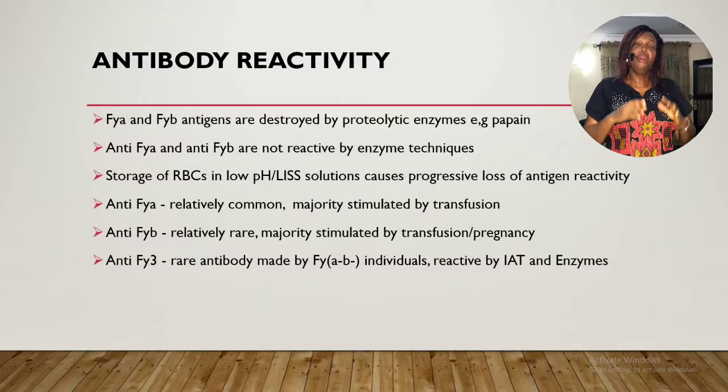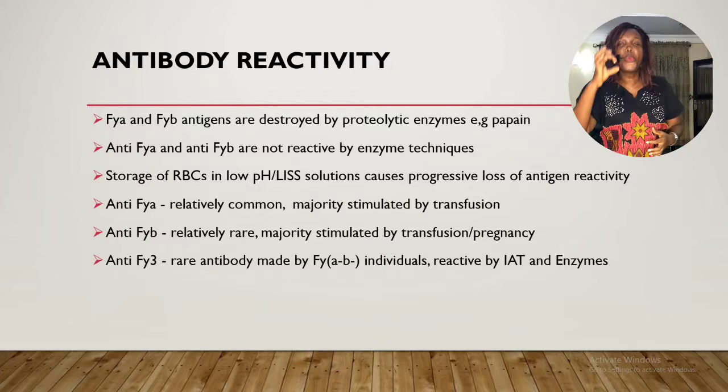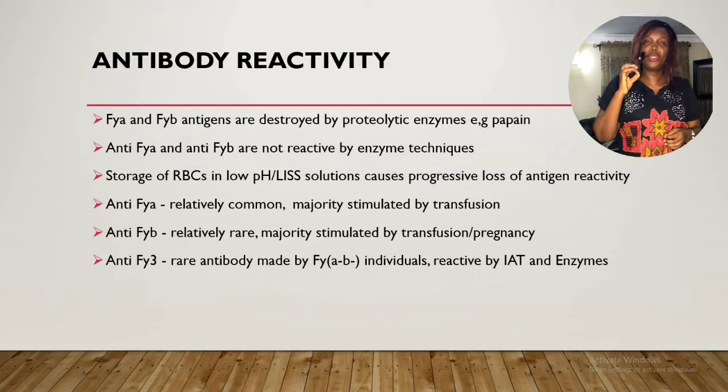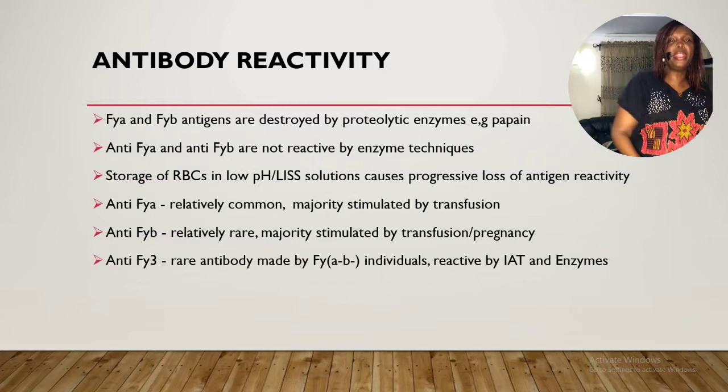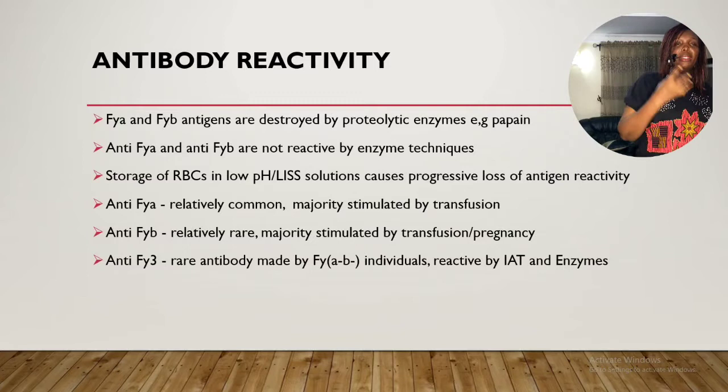Again, storage of red blood cells in low pH or low ionic strength saline (LISS) solutions causes progressive loss of antigen reactivity. Therefore, when red cells are stored in low pH and LISS solutions and you want to isolate anti-FYA and anti-FYB, you should remember there is a progressive loss of antigen reactivity when red cells that contain these antigens are stored in low pH and low ionic strength saline solution.